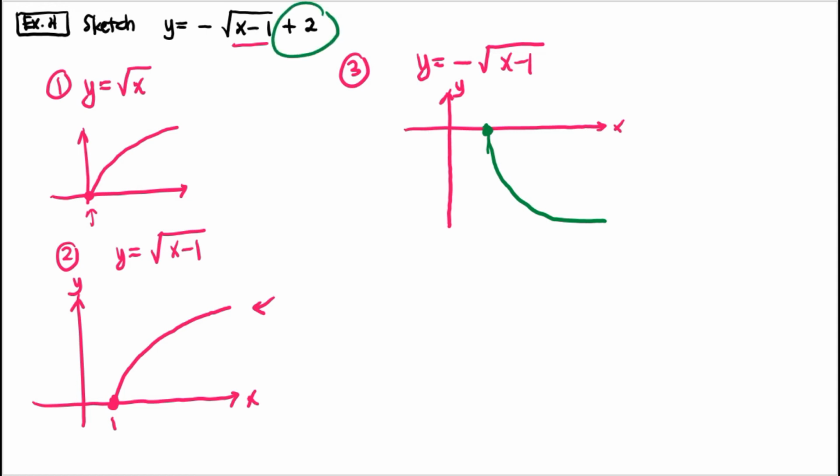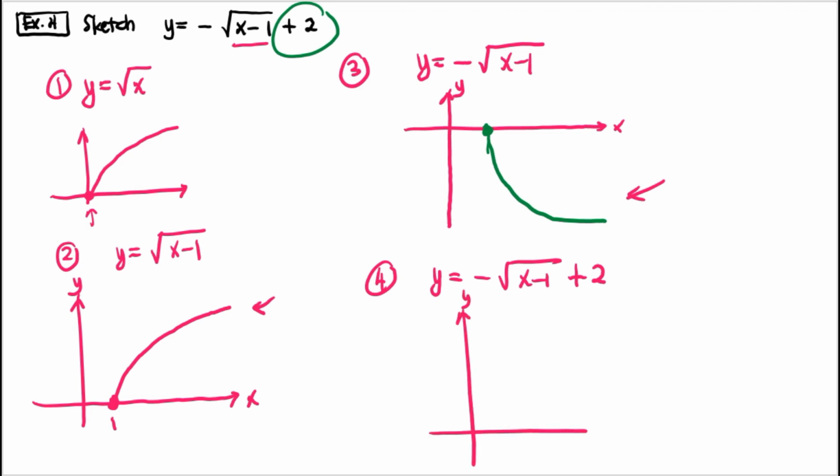And finally, I'm going to shift upwards by 2 units. In the fourth step, we have y equals negative square root of x minus 1, and we shift upwards by 2 units. So you just need to shift this graph upwards by 2 units. So this is y and this is x. Let me draw it here, x.